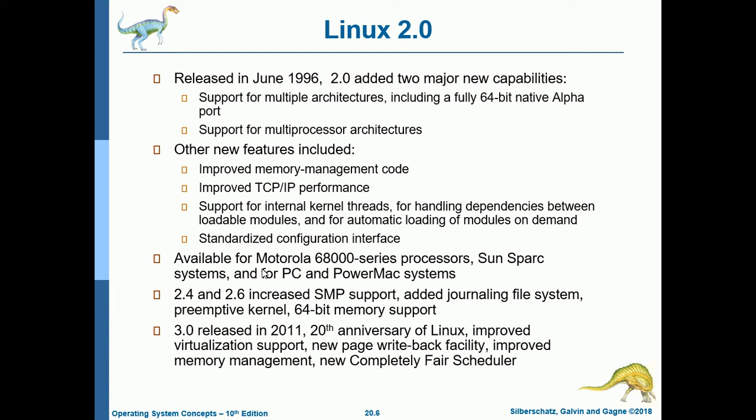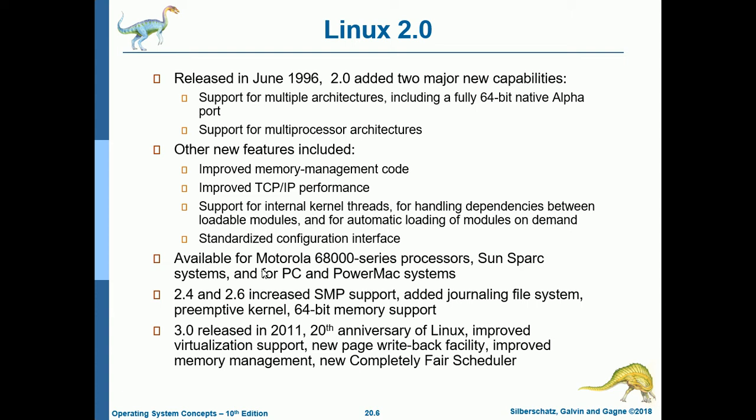Other new features were included, such as improved memory management code, improved TCP/IP performance, support for internal kernel threads for handling dependencies between loadable modules, and for automatic loading of modules on demand. And we have a standardized configuration interface, available for Motorola 68000 series processors, Sun SPARC systems, and for PC and Power Mac systems. So Linux can run on any PC hardware.